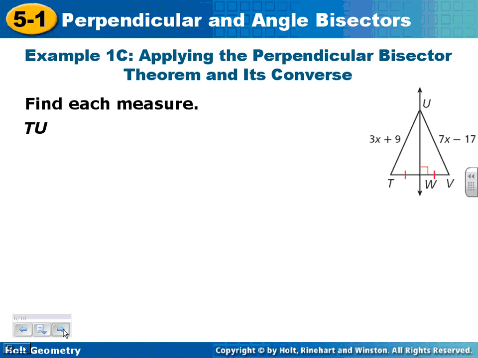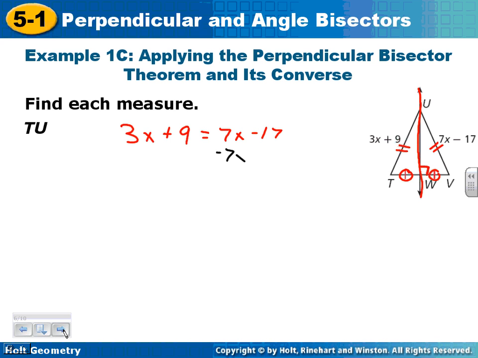Take a look at the next slide. Find each measure TU, so from T to U. Well, you see a tick mark and the box in the corner. So that is definitely my perpendicular bisector, which the theorem says means this side would be congruent to that side. So let's write that algebraically. 3x plus 9 equals 7x minus 17.